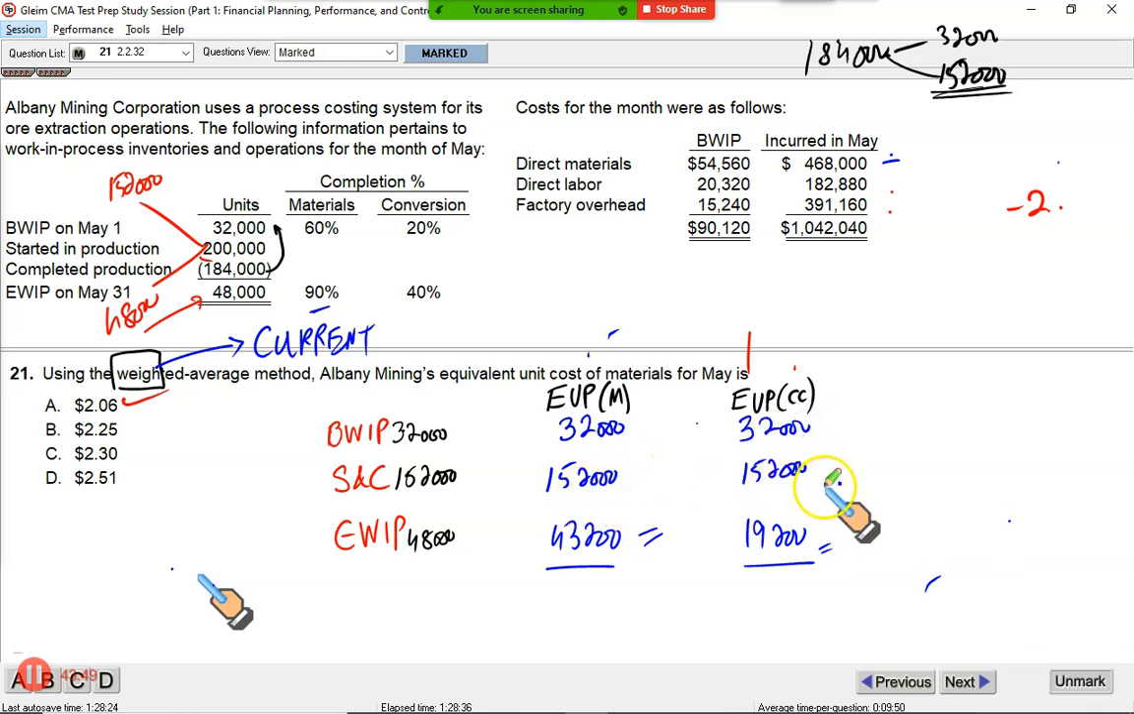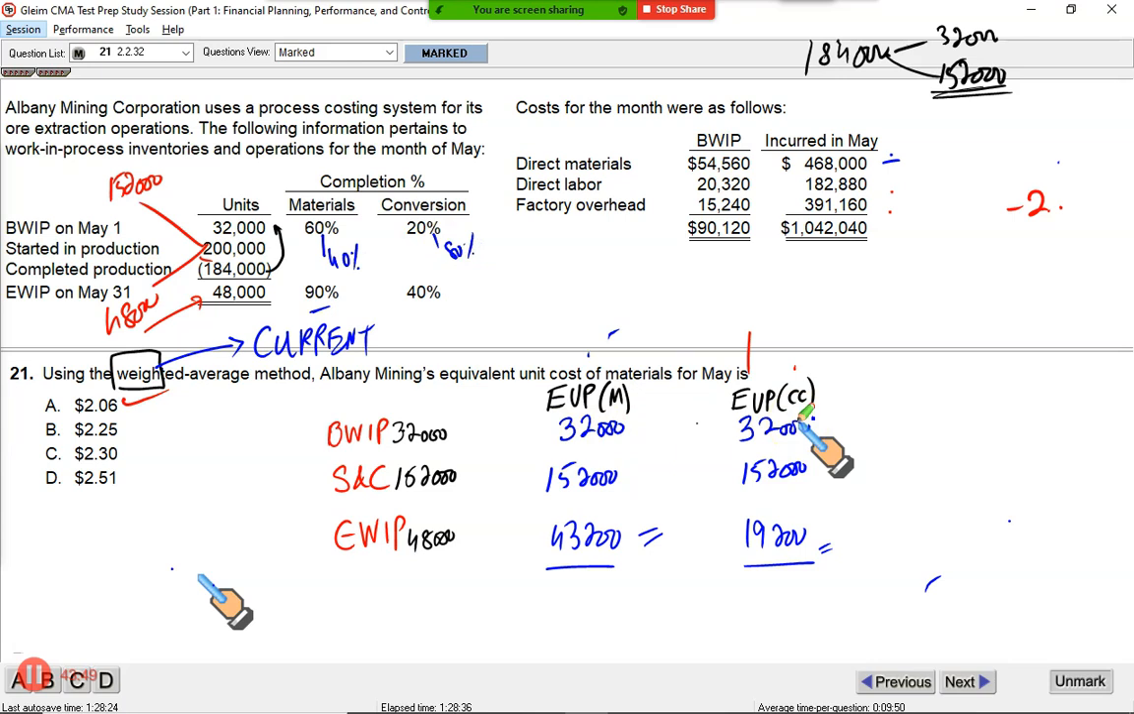Started and completed is the same. Ending work in process is the same. Just the difference you need to remember: under weighted average, beginning work in process is always whatever is here, 32,000. But under the FIFO method, you only consider that cost in the beginning work in process which was added during the current period. We took 40% for material and we took 80% for conversion cost. But in the weighted average, we take it full.